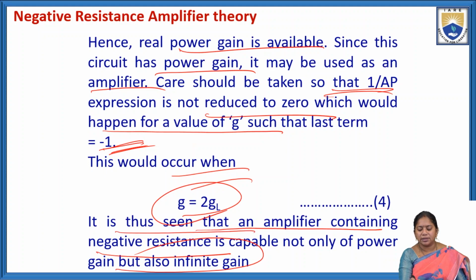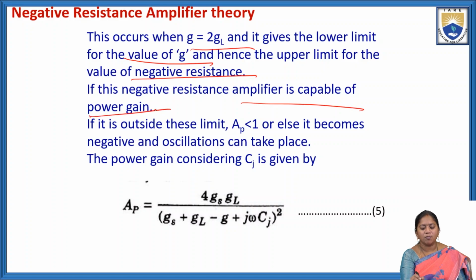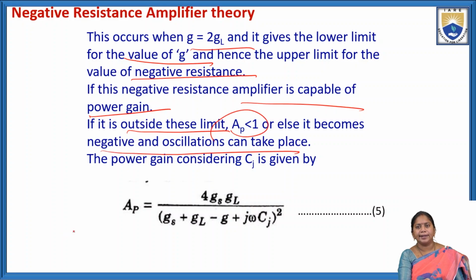An amplifier containing negative resistance is capable not only of power gain but also infinite gain. This occurs when G equals 2GL, and it gives the lower limit for the value of G and hence the upper limit for the value of the negative resistance. If this negative resistance amplifier is capable of power gain, outside these limits AP is less than 1 or else it becomes negative, and oscillations can take place.